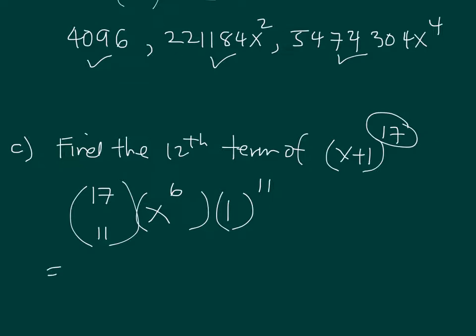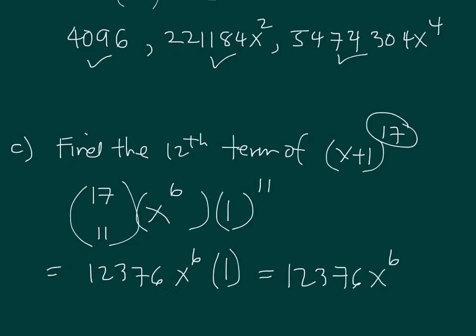If you simplify this will be 17 combination 11, so that should be 12376 x to the 6. Now 1 to the 11 is 1, so this times 1. So basically this is 12376 x to the 6. You see, you're just looking for a single term, the 12th term, so just apply the binomial theorem.